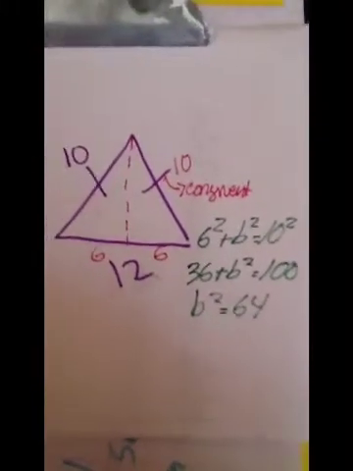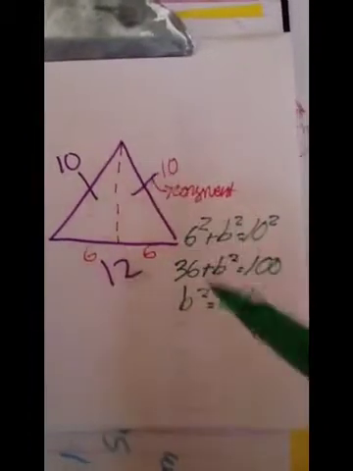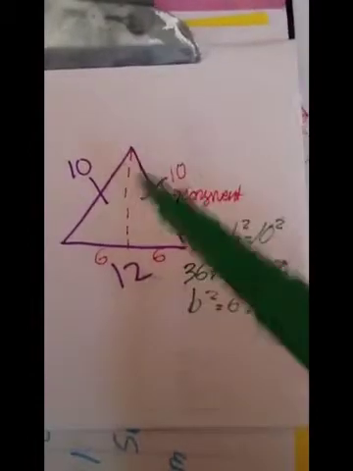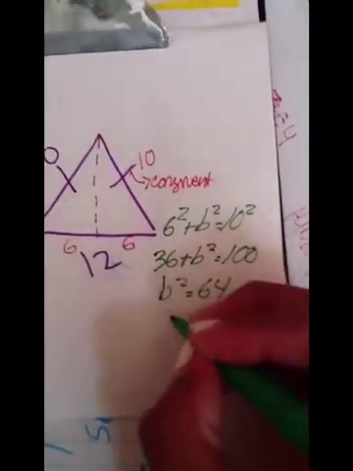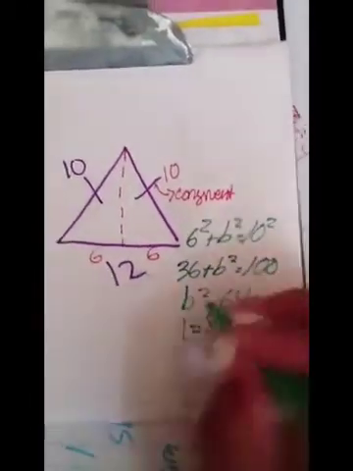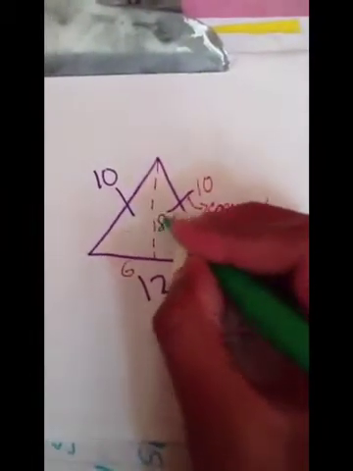Now this is the part you have to pay attention to. 64 is not the height. 64 is b squared. This 64 is the height squared. So you have to find the square root of 64, and b equals 8. You are not done with the problem yet though. So you have to put 8 right here.